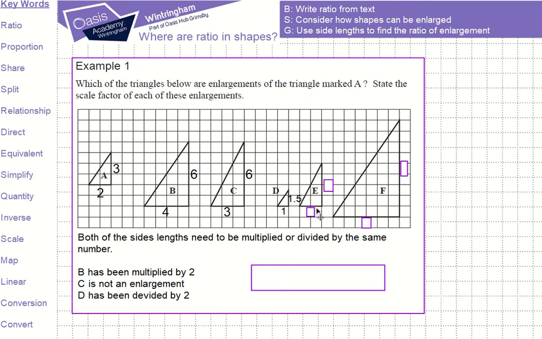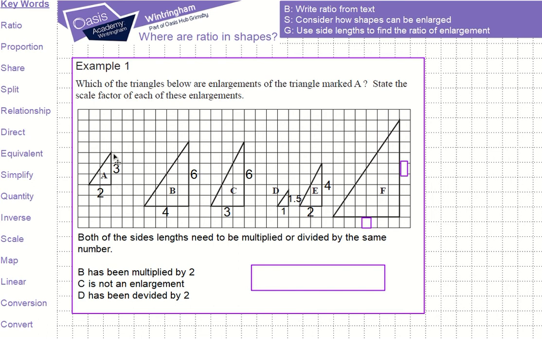Next shape, shape E. Again, draw the shape and we're going to label the side lengths. Along the bottom is 2 and on the height is 4. If we compare the base, on shape A it's 2 and shape E is also 2. Well, 2 multiplied by 1 is 2. So our scale factor could be 1.